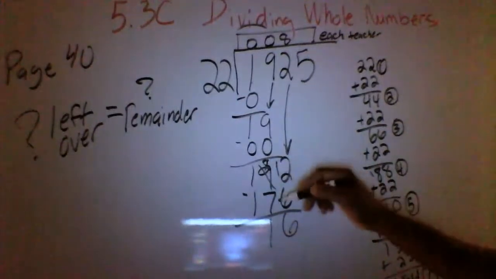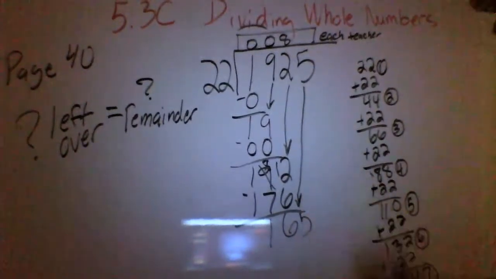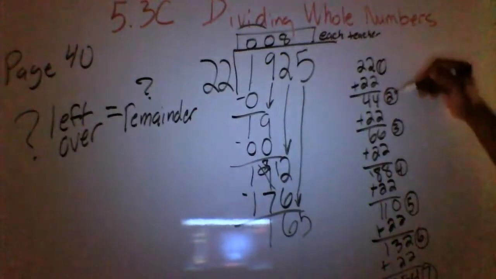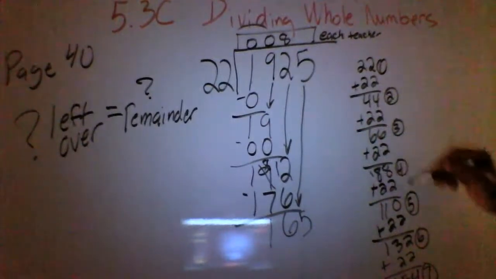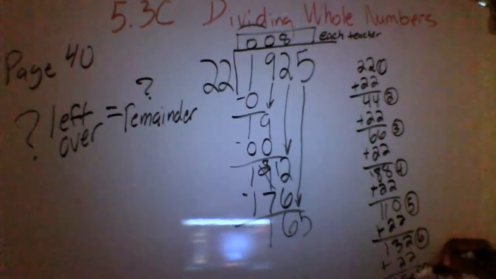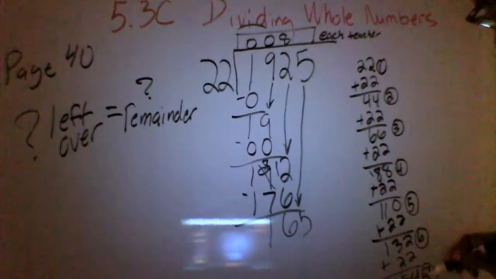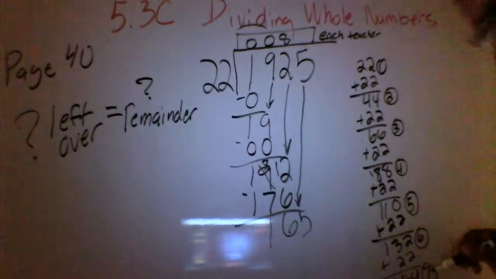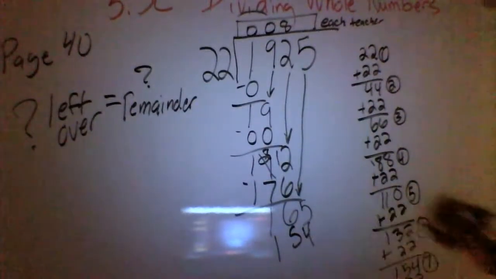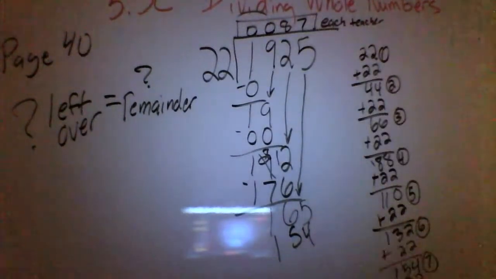All right? With that 16, I'm going to bring down the 5. Now this is my last cycle, 165. So I look back over here, one group, two groups is 44, 3 is 66, 4 is 88, 5 is 110, 6 is 132, 7 is 154, and 8 is 176. So I don't even have enough for 8. So I'm going to go to 7. 7 groups is 154. All right. So I'm going to use 154, and the 7 is going to be up here where the groups are.